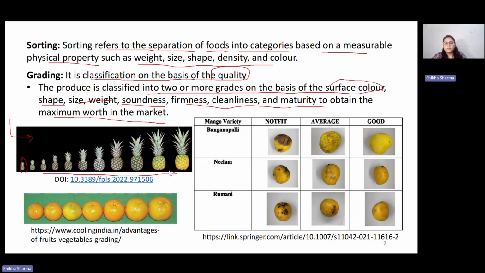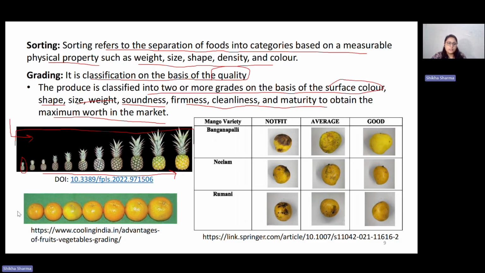But when it is ripened, its weight will be more, its size will be bigger, and it will be more towards yellow color. And then we can grade different products based on these properties, like color, size, shape, and weight. So we can grade these pineapples into different grades.